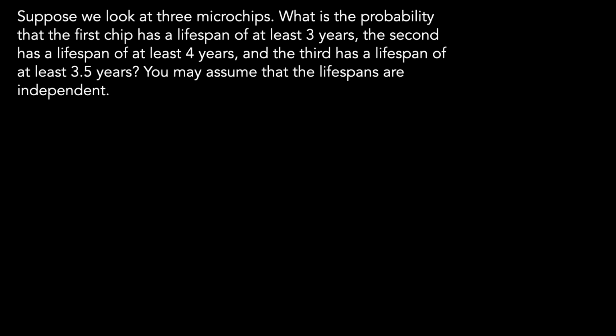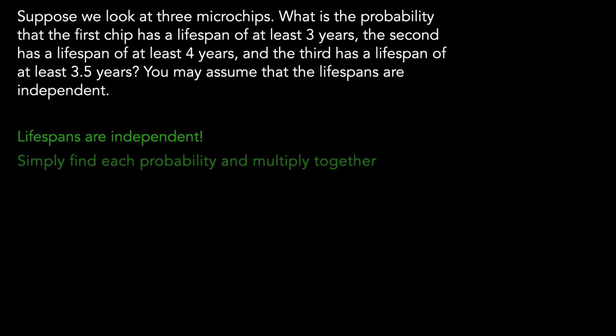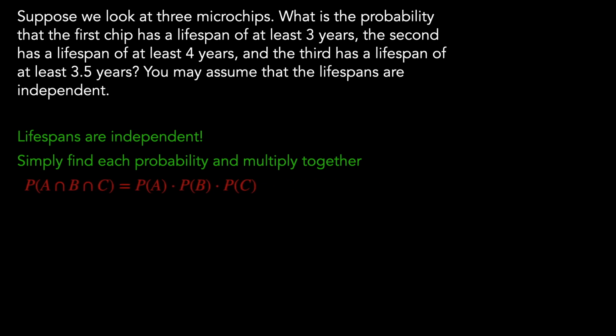That's our favorite word, independent. And remember, the second that you see that, it means we can take the individual probabilities and multiply them together. Like we've seen before, because of independence, the probability of A and B and C is just equal to their individual probabilities: probability of A times probability of B times probability of C. So, we need to find those 3 individual probabilities and multiply them together.